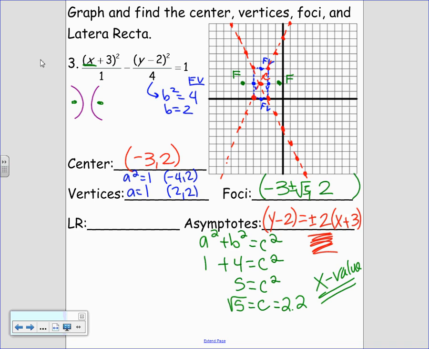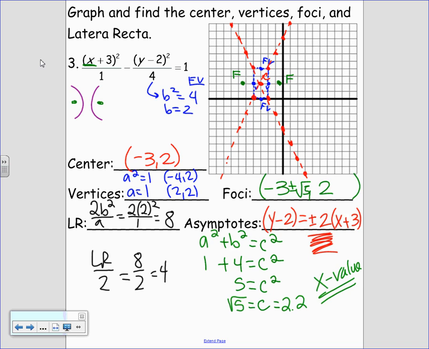My latus rectum is 2b squared divided by a. That's 2 times 2 squared divided by 1. So that's going to be 8. Man, that's large. But remember, I don't want the whole thing. I really only want half of it. So I'm going to go 4 in each direction.